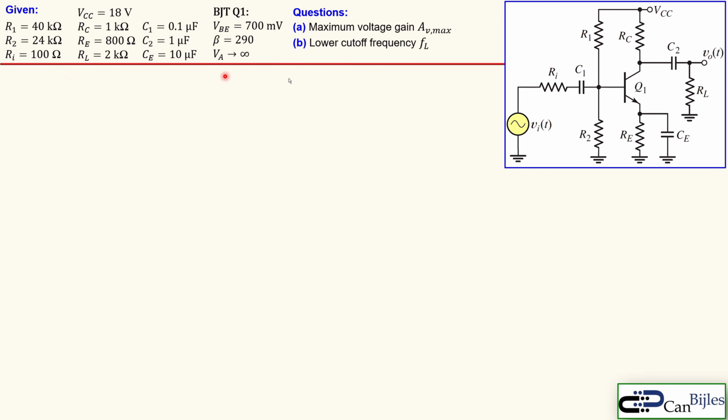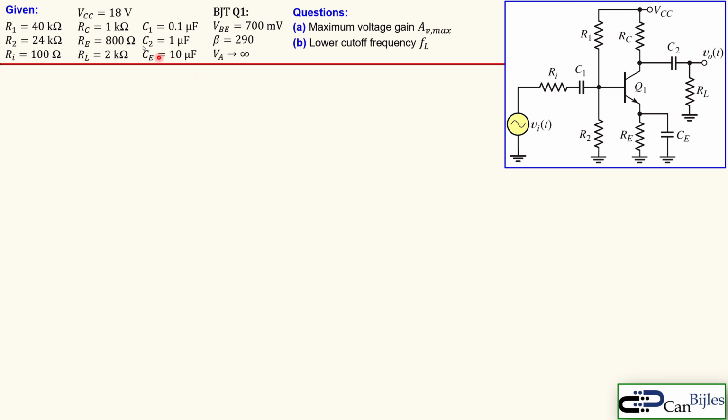Alright, let's look at our example. We have the following circuit given. We have the BJT here, Q1, which has the following parameters. The VBE, which is the base to emitter voltage, is assumed to be 700 millivolts. The beta is 290, and we assume the early voltage is infinite. And we are given the resistors here, R1, R2, and Ri. Those are shown here, and also the RC, the collector resistor, and the emitter resistor are shown here. And we have a load.